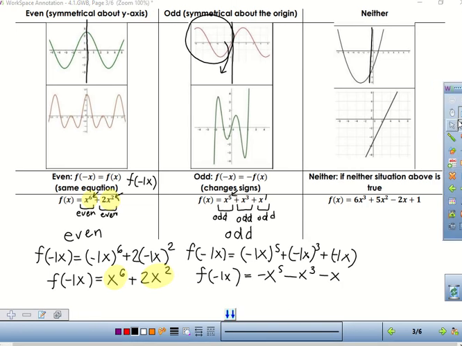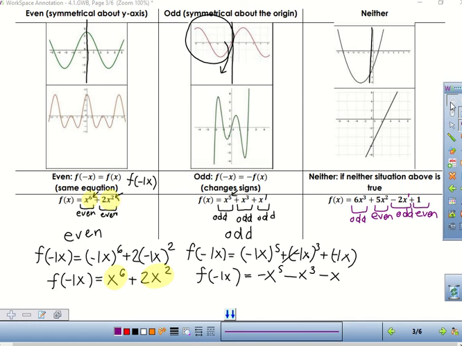And then neither is when you have a combination of the two, right? So in this case, I have an odd term. Remember, you look at the exponent, not the coefficient, okay? So that's why it's odd. 3 is an odd number. 2 is an even number. This is a 1, so that's an odd. And constants are always even, okay?